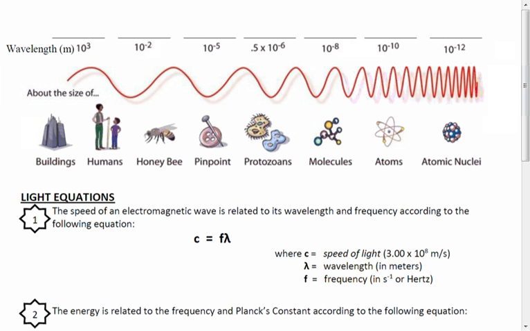So there at the beginning, the wavelengths are about the size of a building from the crest of one wave to the crest of the next. And then as you get down here to gamma, the atomic nuclei, that's how small it is from the top of one wave to the top of the next. So you can kind of see the range there of the size of these waves.